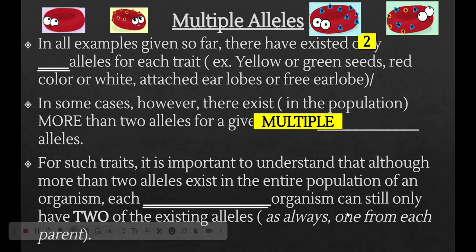For such traits, it is important to understand that although more than two alleles exist in the entire population of an organism, each individual organism can still only have two of the existing alleles, as always, one from each parent.